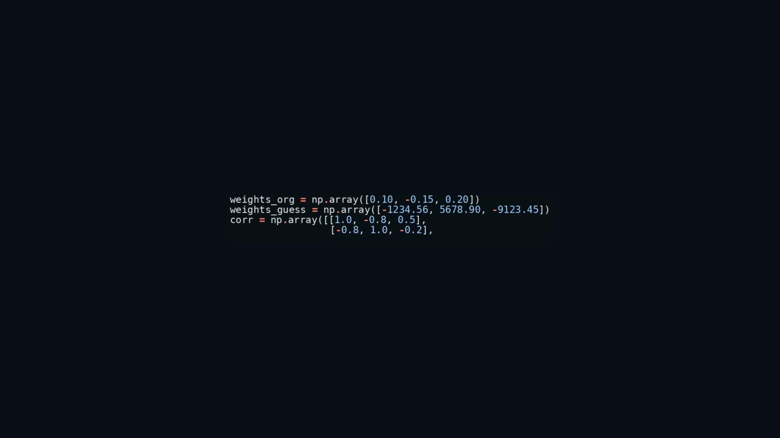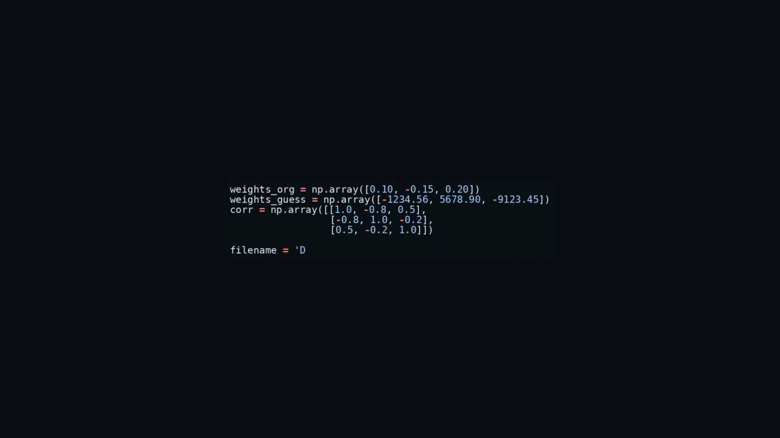The provided code snippet seems to be part of a larger program designed for diversifying investment portfolios. Initially, it defines two NumPy arrays, WeightsOrg and WeightsGuess, which appear to represent the original weights of assets and the assumed weights of assets, respectively. Subsequently, it creates a correlation matrix using another NumPy array named Core, likely to capture the correlations between different assets within the portfolio. The variable filename is then set to diversify example 7, following these initializations.